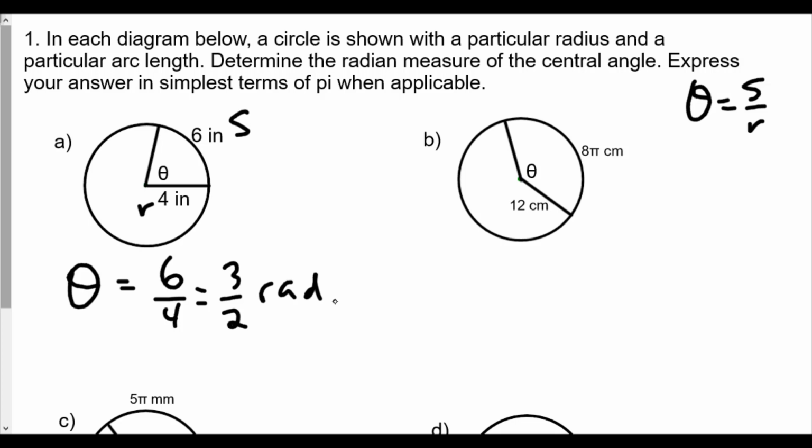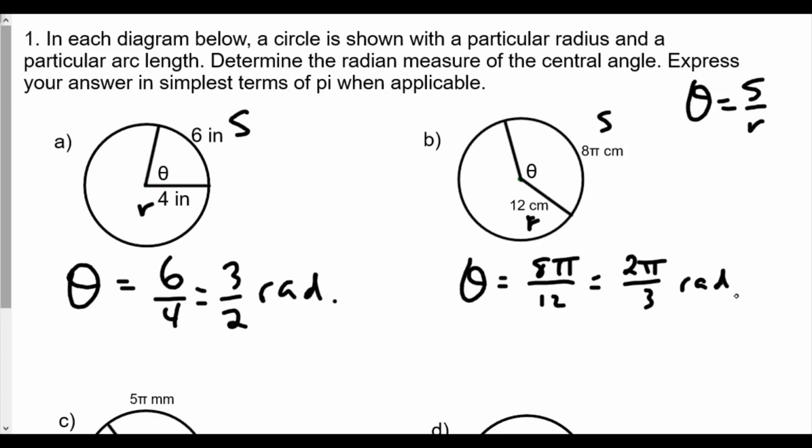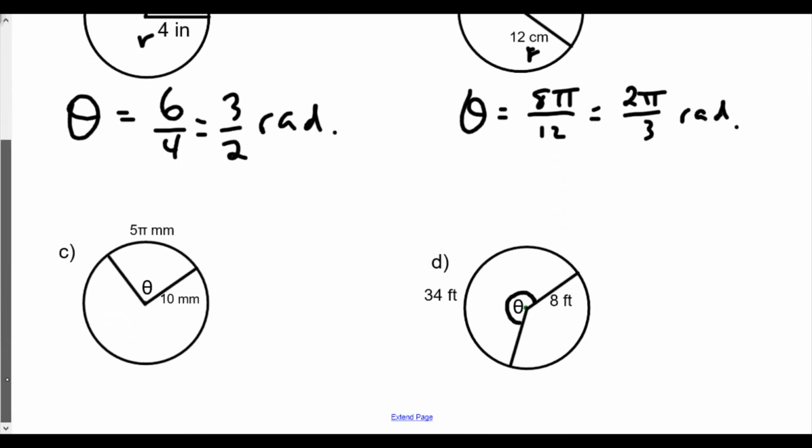For 1B, again, we label this as S, label this as R. Our angle measure, theta, is going to be 8 pi over 12, and we simplify that by dividing top and bottom by 4 to get 2 pi over 3 radians. And we don't have to write the whole word radians. You can abbreviate it as rad. So, okay, for parts C and D.